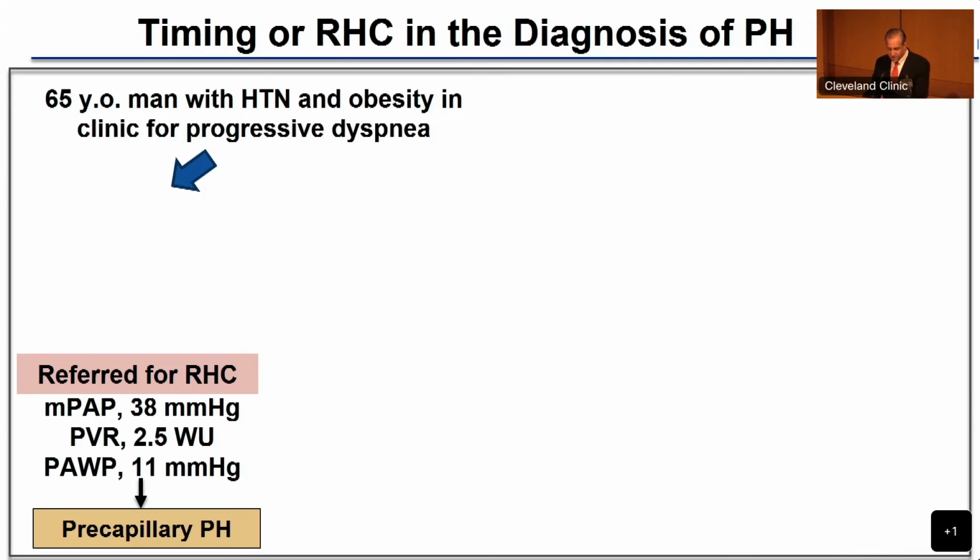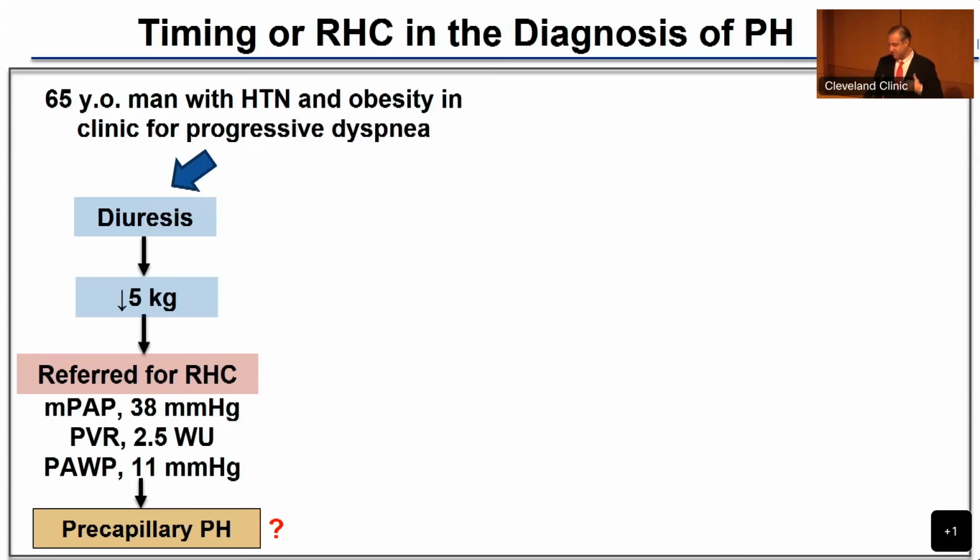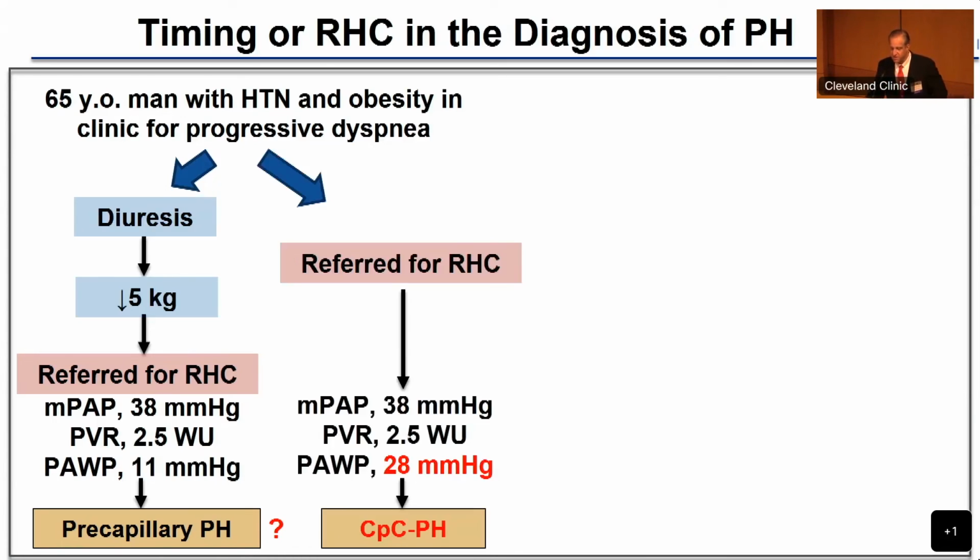You have an elevated mean PA pressure, a PVR of 2.5 Wood units, and a wedge pressure of 11 millimeters of mercury. I get probably one of these types of presentations or referrals at the VA every week. And the first thing I do is not assume that this is precapillary PH. The first thing I do is go back to the record and ask, what happened just before the catheterization? And more often than not, I come to learn that they were an inpatient, for example, and they had been diuresed, maybe as much as 5 kilograms.